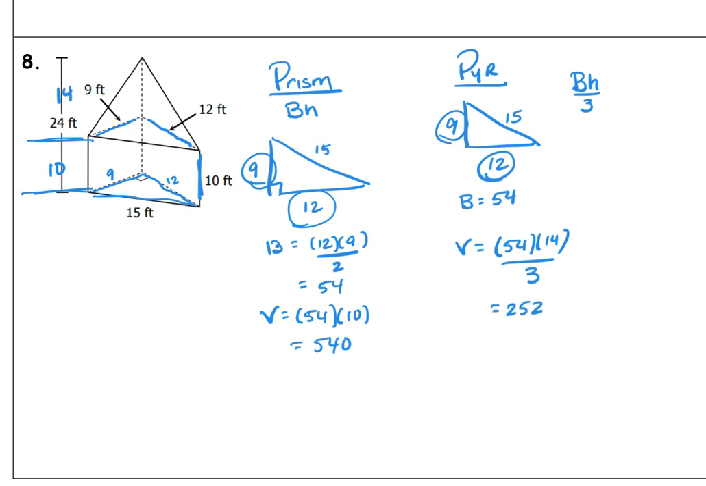Now, since I'm stacking these on top of each other, that means we are going to add them. So 540 plus 252 gives me a total of 792 feet cubed. Again, 792 feet cubed.